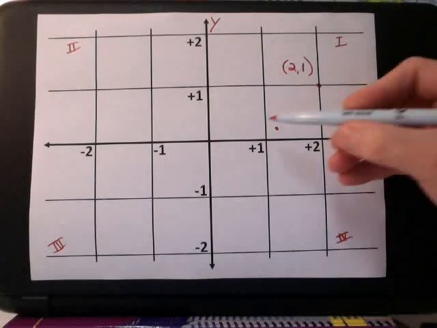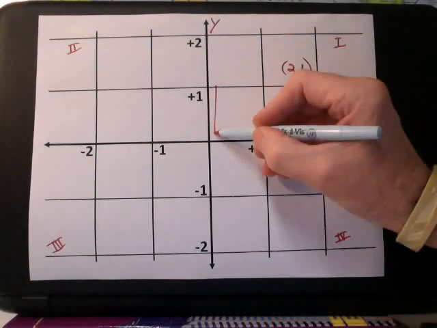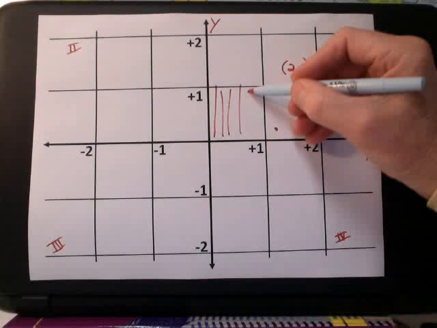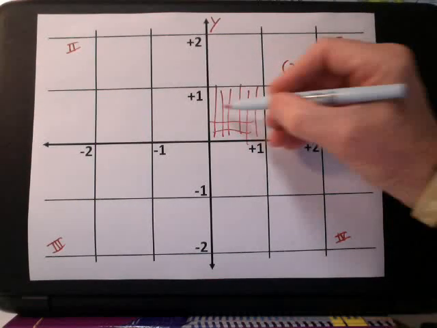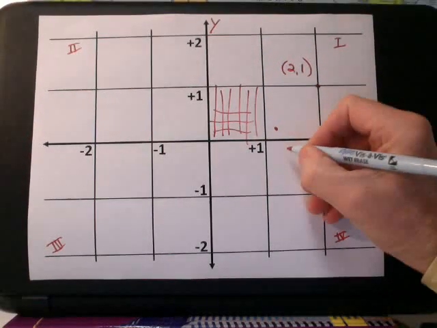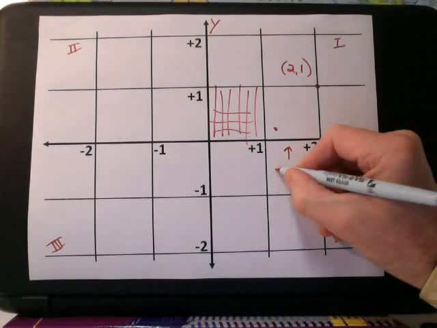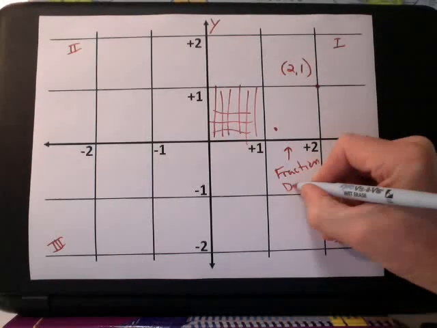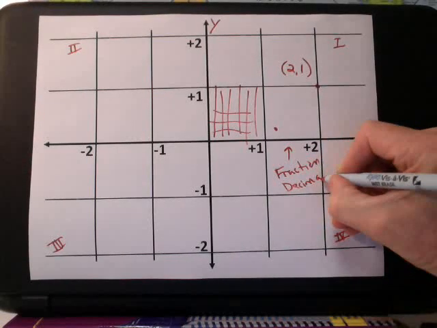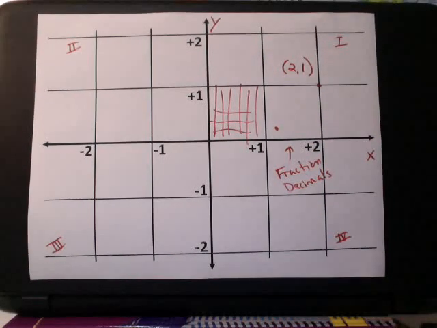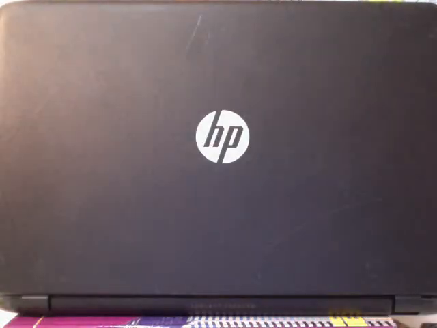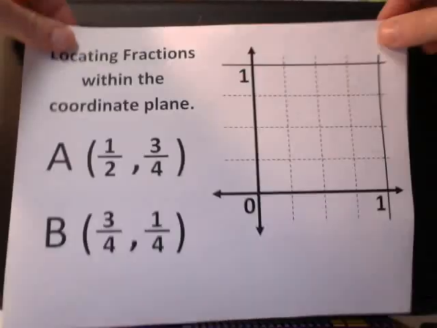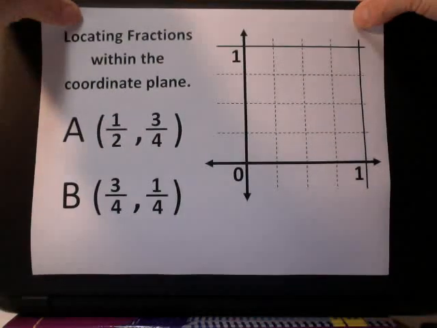So what we're going to do is talk about how we divide each of these little squares up even further. And when we do that, we are going to get fractions and decimals in there. Okay? So that's what this lesson is going to talk about today. So let's take a look at locating fractions on the coordinate plane.